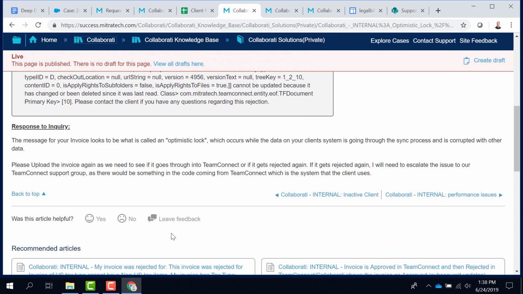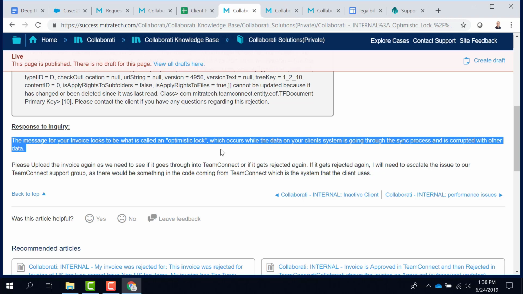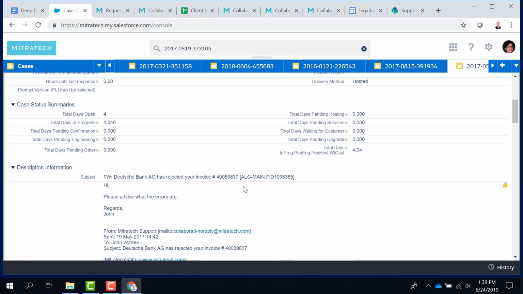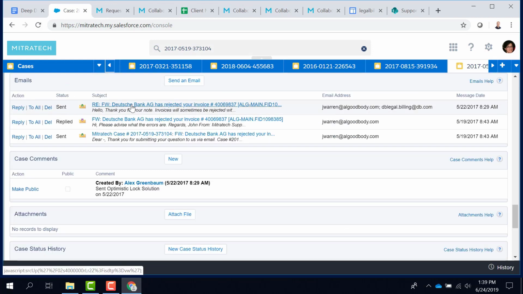then the response would be: the message on your invoice looks to be what is called an optimistic lock, which occurs while the data on your client system is going through the sync process and is corrupted with other data. Please upload the invoice again, as we need to see if it goes through into Team Connect or if it gets rejected. If it gets rejected again, I'll need to escalate this issue to our Team Connect support group, as there would be something in the code coming from Team Connect, which is the system that the client uses. So let's see how the response goes.